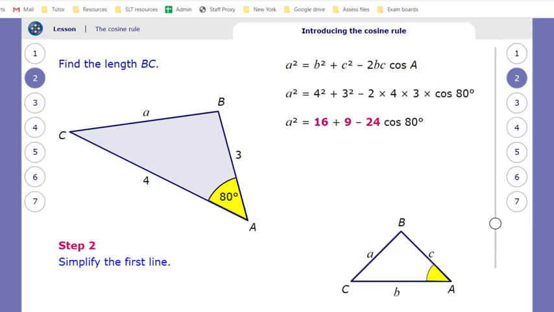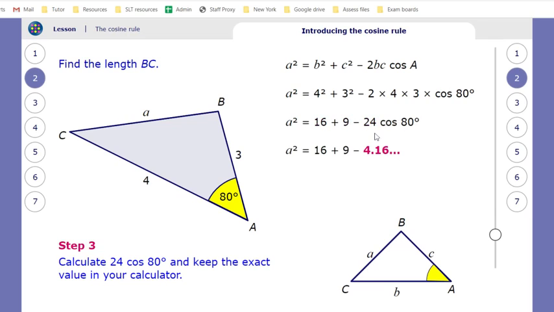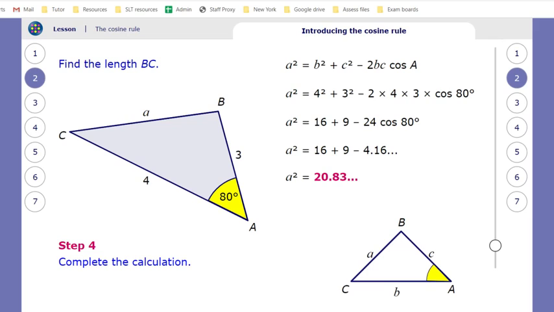You can, in fact, at this point, stick it into your calculator in one go. So do 16 plus 9 minus 24 times cos 80, and you would get an answer. That's absolutely fine. My Maths wants us to do an extra couple of steps. So the 24 times cos 80 comes out at 4.16. Remember, you should not be rounding at this point. You keep the full answer on your calculator. You can then do 16 plus 9 minus your answer button. So you've got the full calculator display in there, and you would get an answer of 20.83.